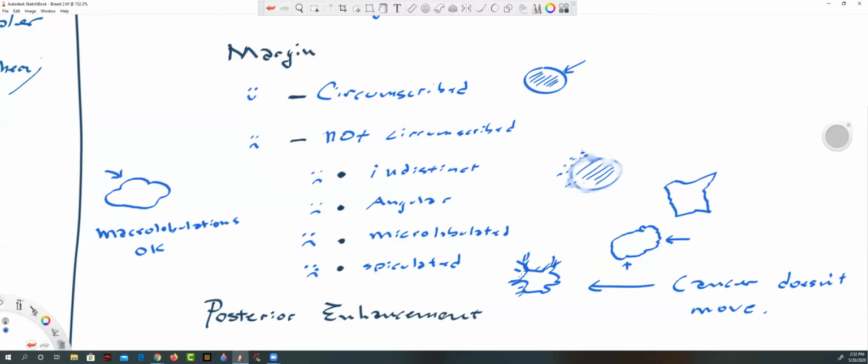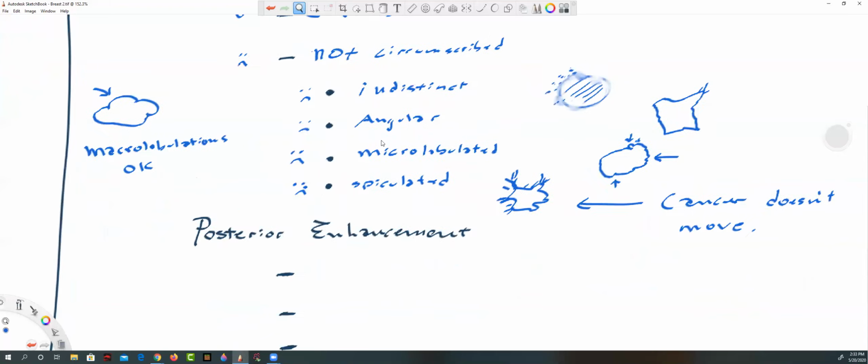Angular and spiculated, I would say, are related. Why is it microlobulations? Really, it's because of uneven growth. These cells are growing out slightly faster than these cells, and it creates these microlobulations. Whereas macrolobulations have just been found to be better overall. They're not as concerning. It looks like a puffy cloud, it's okay. And then spiculations.